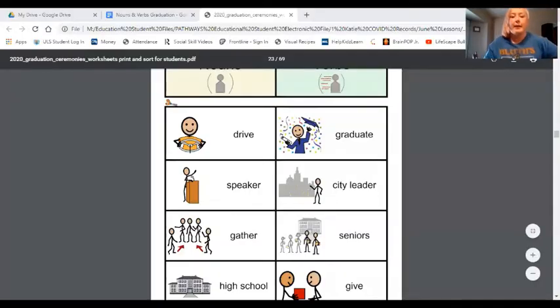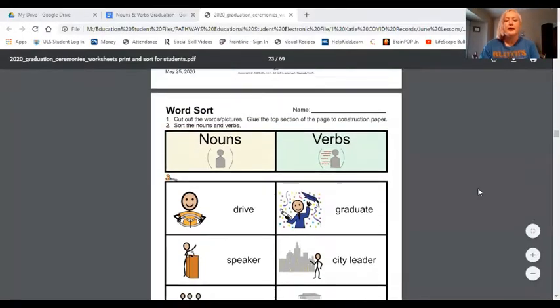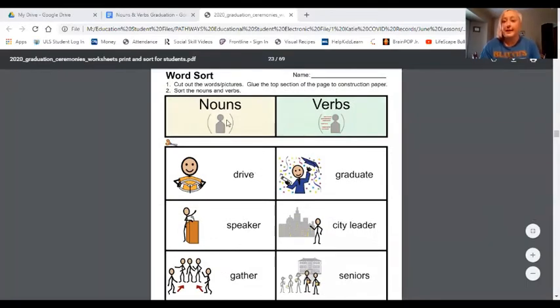This is what your worksheet should look like, except you got a black and white copy, so it's not quite as fancy. And today we're learning about nouns and verbs. A noun is a person, place, or thing. So you can see there's a person there to remind us. And a verb is an action, something that happens. So you can see that person is moving.